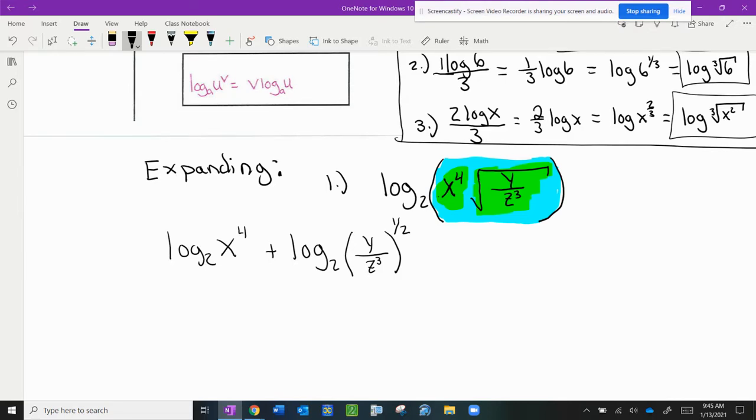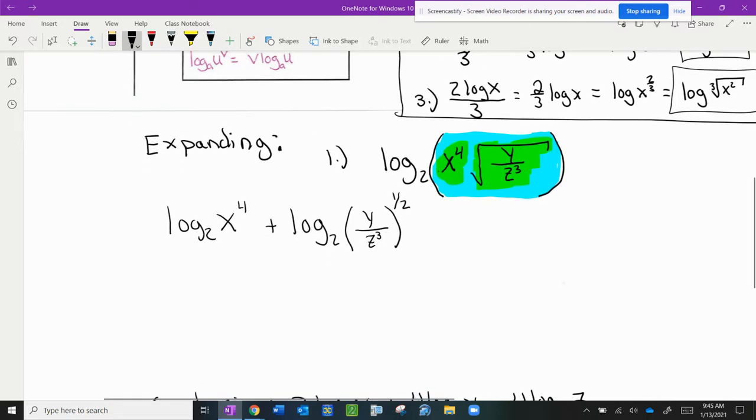Okay, so then I'm going to stop and then I'm going to look at what I have, and I'm going to start with my first log. Is there anything I can do with this first log to expand it any further? And I can't expand it through addition or subtraction, but I can bring the power down. So that's what I'm going to do here.